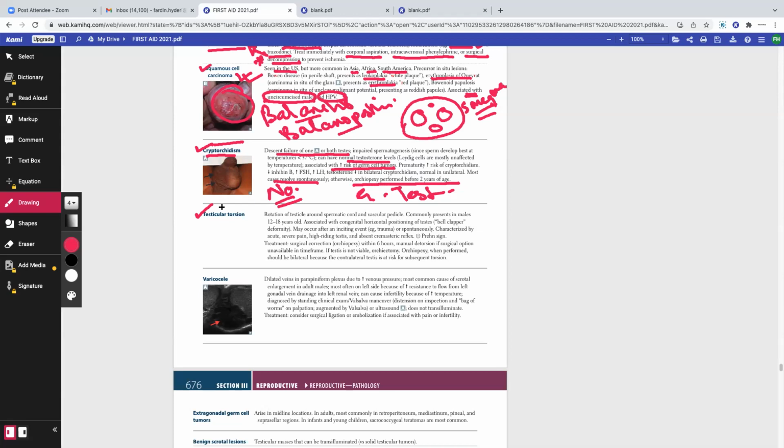And if we have cryptorchidism, for example, if the Sertoli cells are damaged, then will there be inhibin? Yes or no? The answer is no. So FSH and LH are going to be high. Are we clear? Yes or no?